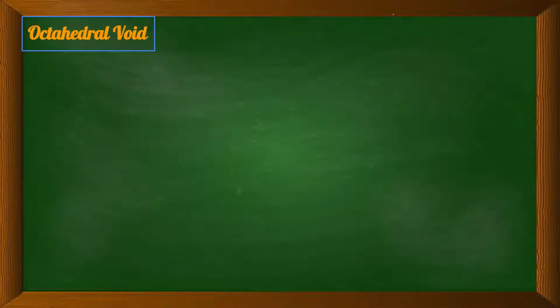Octahedral void: we know that an octahedral void is formed by 6 particles and the coordination number of the octahedral void is also 6. Now let us see the arrangement responsible for the formation of the octahedral void. Suppose these are 3 particles arranged in this manner, and when we place another 3 particles over this layer, the resulting vacant space left is known as the octahedral void.